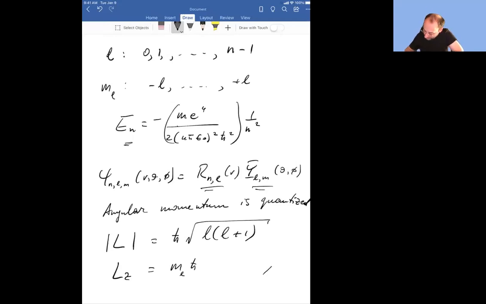And so often they depict that as angular momentum lying on a series of cones. It's just a mnemonic device. Don't worry if you don't understand it. This just says that the angular momentum can take on only certain magnitudes, and its z component can also take on only certain values.